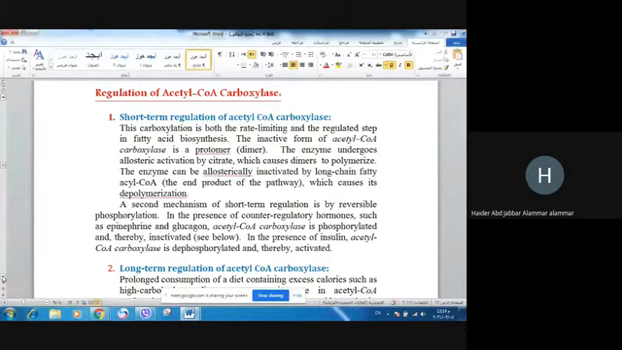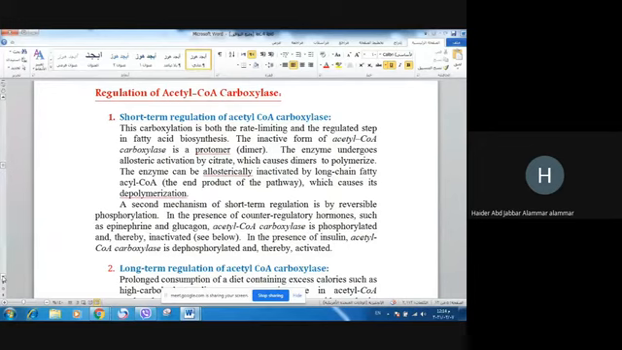How does inactivation happen? By the end product of the same metabolic process, fatty acid biosynthesis. What does it produce for us? Fatty acid. If we get a mature fatty acid, for example palmitic acid, a 16 carbon atom fatty acid, once this is achieved, the 16 carbon atom fatty acid will allosterically inhibit acetyl coenzyme A carboxylase. This is one form of short-term regulation of this enzyme.